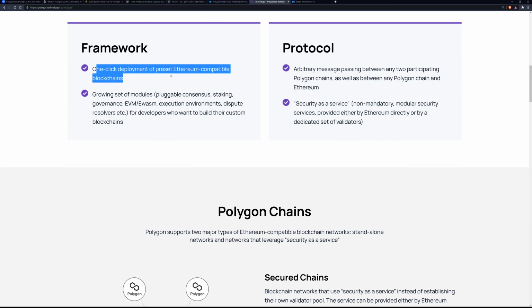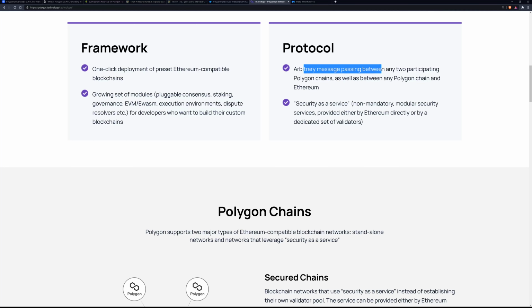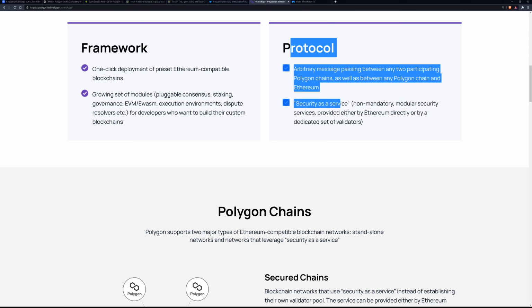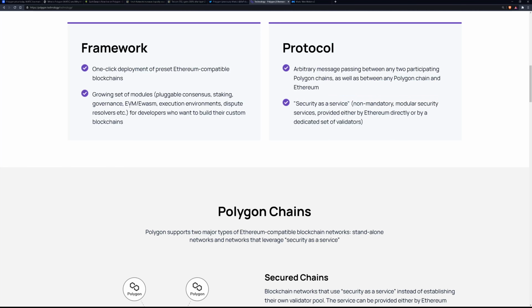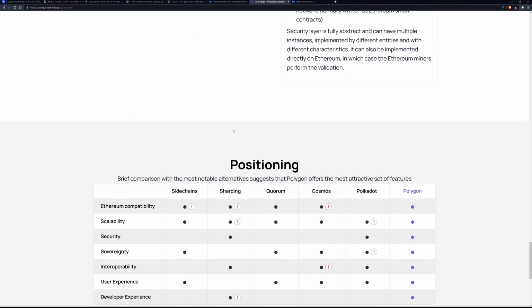So the framework is the one-click deployment, growing set of modules, pluggable consensus, staking, governance, EVM, execution environments, dispute resolvers, etc. The protocol is the arbitrary message passing between any two participating Polygon chains, as well as between Polygon and Ethereum. Security as a service: non-mandatory, modular security services provided either by Ethereum directly or by a dedicated set of validators. So a lot of flexibility here for developers, a lot of ease of use as well. And so far we're seeing the adoption as a result of this ease of use.